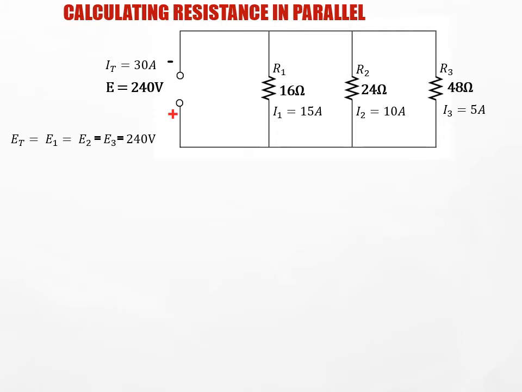We know that each branch is going to get the source voltage of 240 volts. So using ET and IT, we were able to calculate the total resistance. We calculated the resistance total as the total voltage over the total current, or 240 volts over 30 amps. And we ended up with a result of 8 ohms. But there's another way that you can calculate total circuit resistance. There are others. This is only one example.